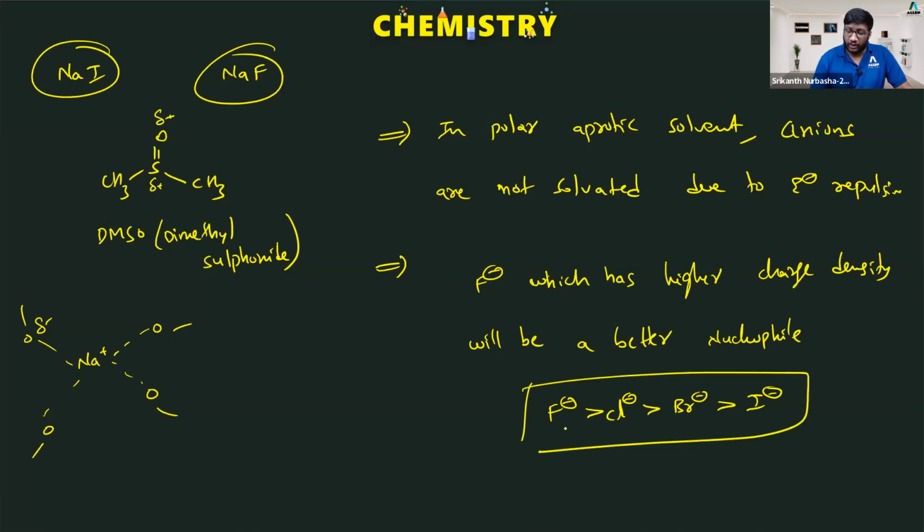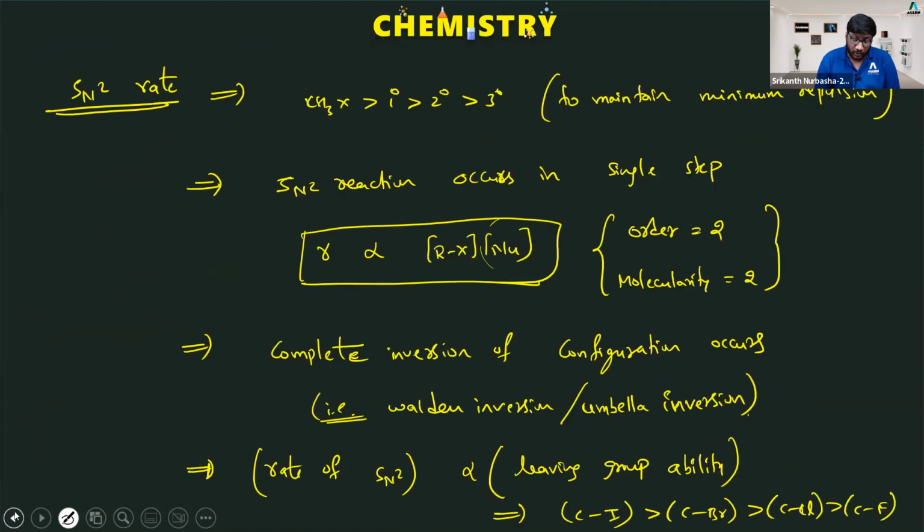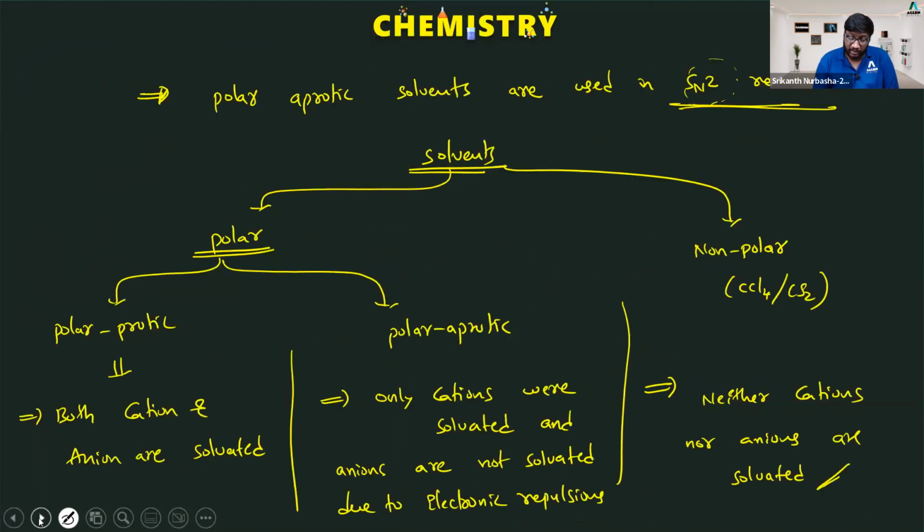This is the order of nucleophilicity of halide ions in a polar aprotic solvent. In polar aprotic solvents, anions are not solvated. Because of that, the SN2 reaction is feasible because nucleophilicity will be high. Understood now? And non-polar solvent means there is no solvation of cations or anions. That is how you can understand. This is all about your SN2 attack. So let us look at different examples as well.